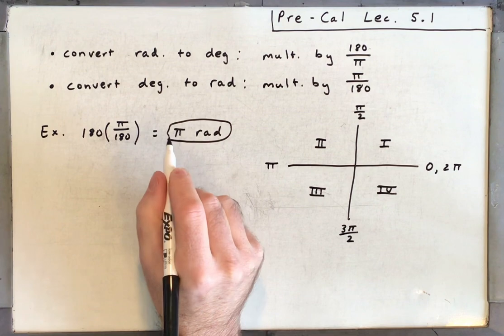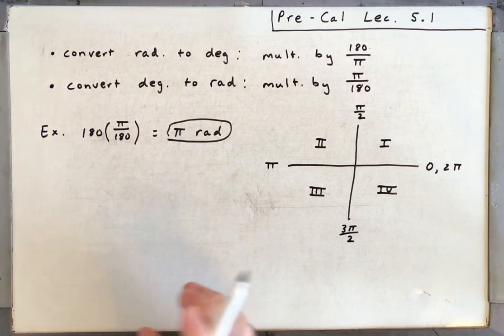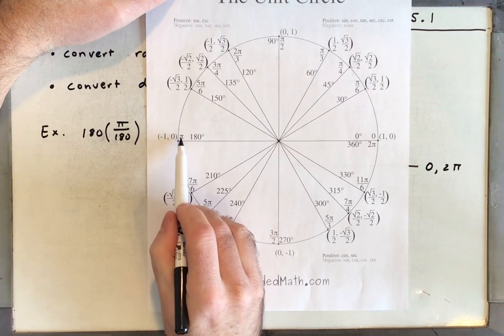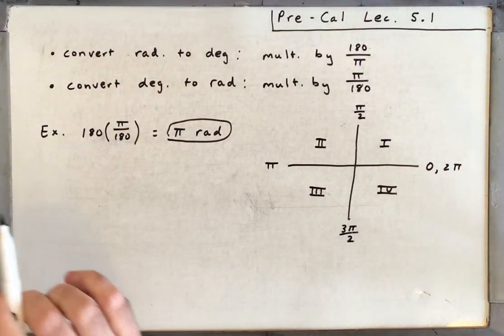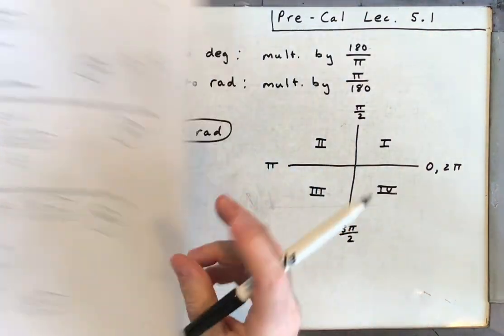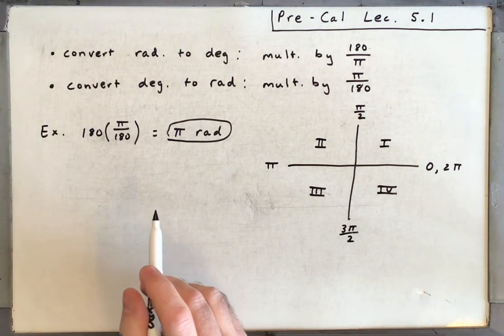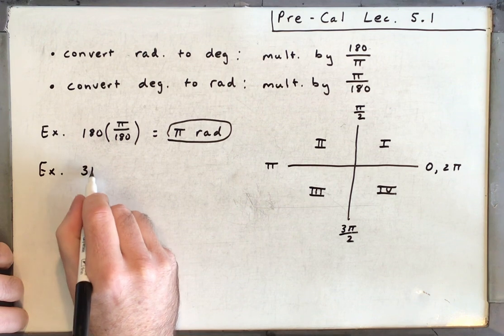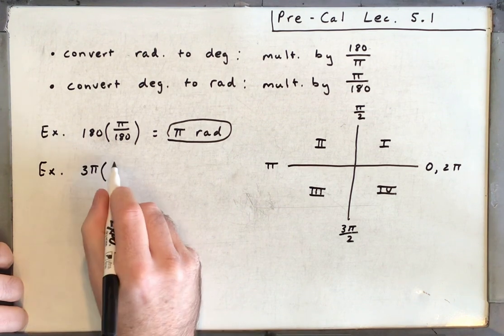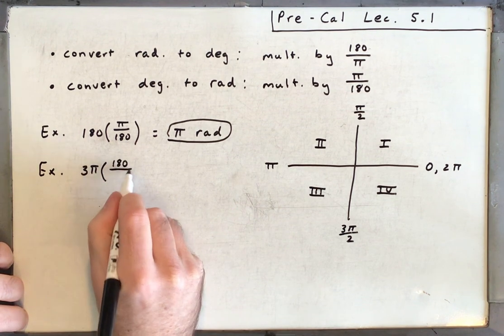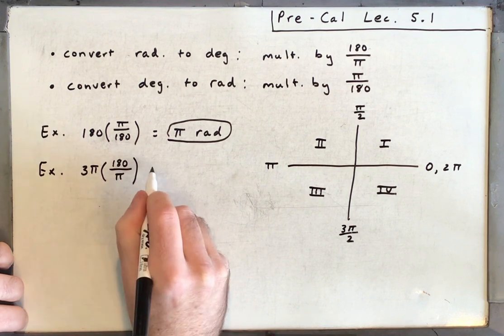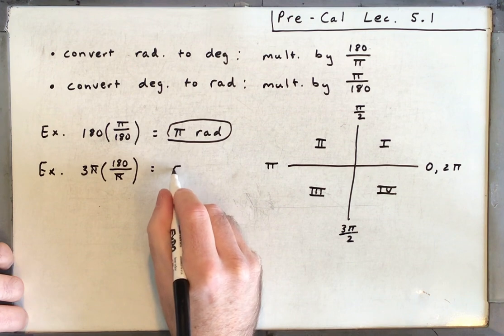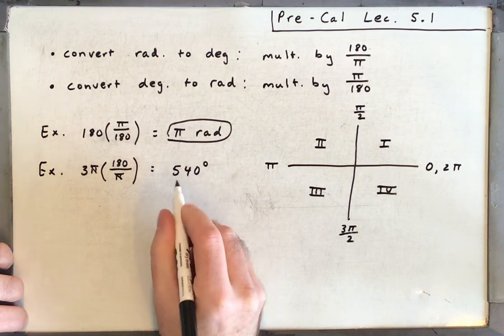All right, and that's one of the famous angles on the unit circle, we can even check that. 180 degrees is pi radians. All right, turn your notes to the next page. It says convert 3 pi radians to degrees. So to convert radians to degrees, we would take 3 pi and multiply by 180 over pi. The pi's will cancel, and that's going to be 540 degrees.